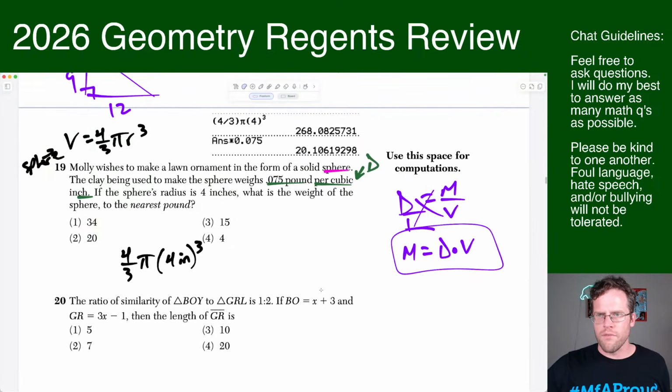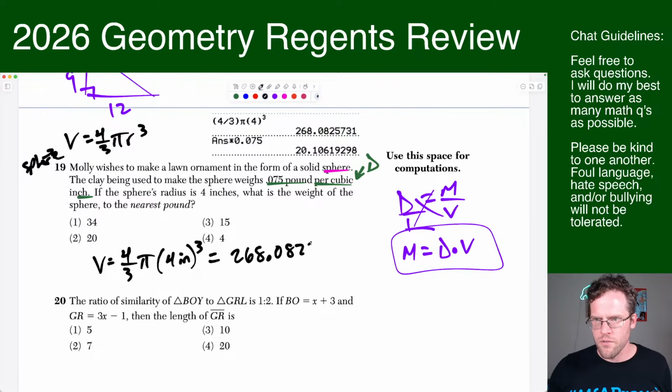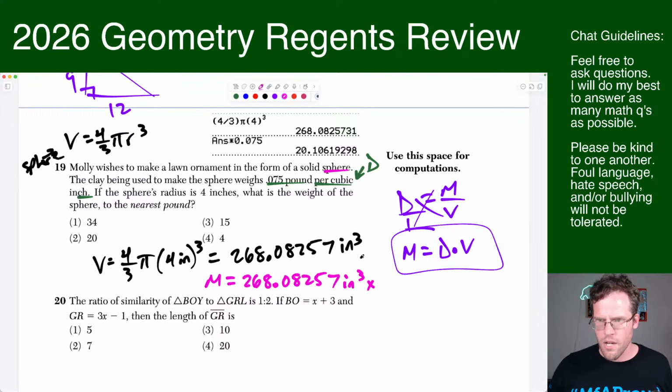Okay, so we have this, and if I work this part out, this was the volume of the sphere, 268.08257, and it was inches to the third power, which is cubic inches. But if I want to find the mass, 268.08257 cubic inches times the density was 0.075, and it's pounds per cubic inch, which is inches to the third power.